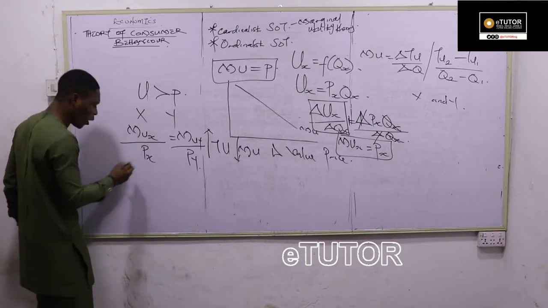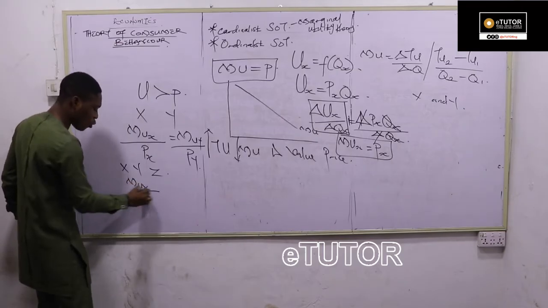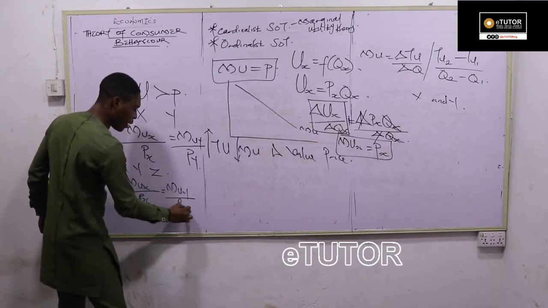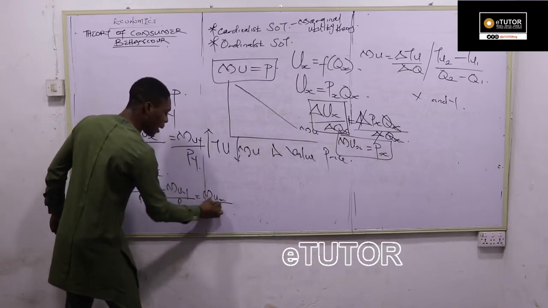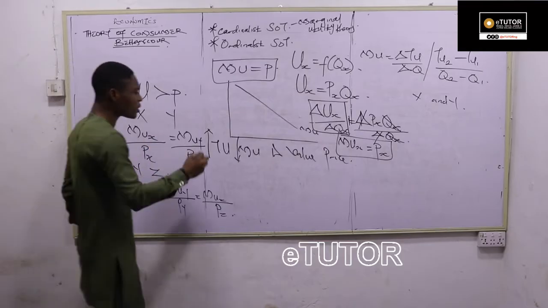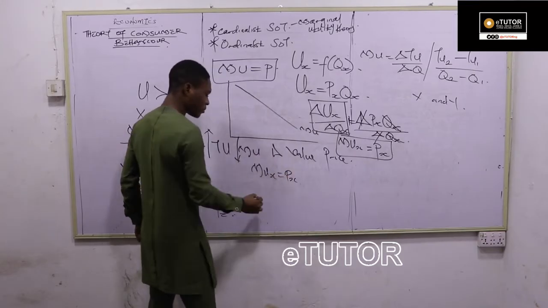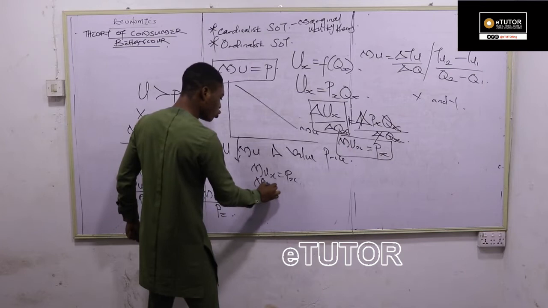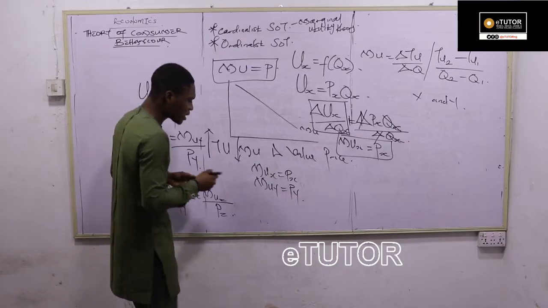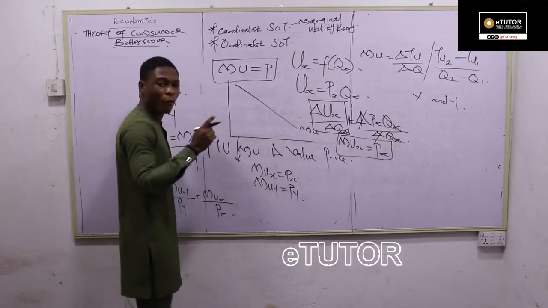While for three or more, let's assume x, y, and z. Then it will be marginal utility of x over price of x equals the marginal utility of y over price of y, then equals the marginal utility of z over price of what? Z. Now how can we get this? Now the derivation of this equilibrium is when we say MUx equals Px. Also we can say MUy equals Py. Now this simply means the ratio of the marginal satisfaction of the two products to the prices of the two products.